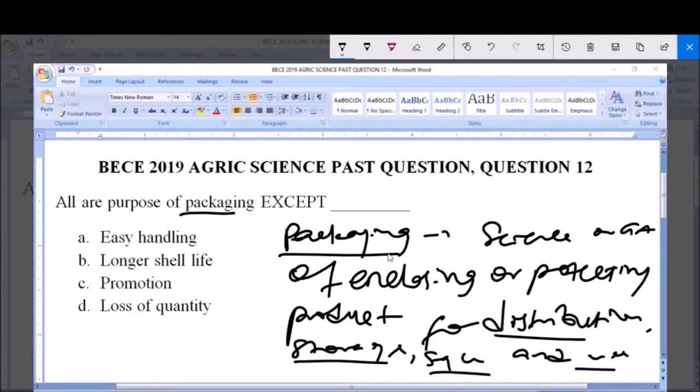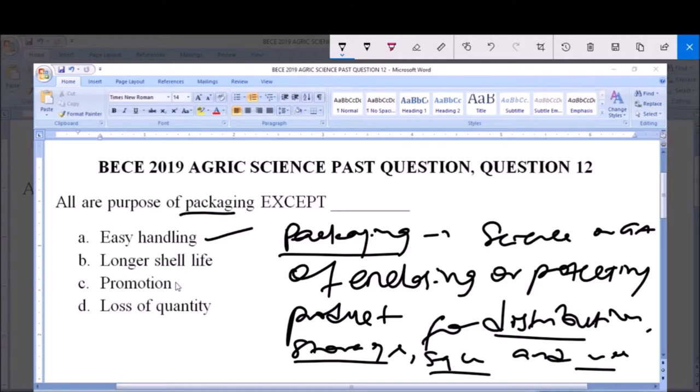Now, what is the purpose of packaging? Its purpose is for distribution, for storage if you want to store your agricultural products, if you want to sell your agricultural produce, or you want to use them. Now option A says easy handling. Yes, packaging helps us to handle agricultural products easily for distribution. So A is one of the purposes of packaging.